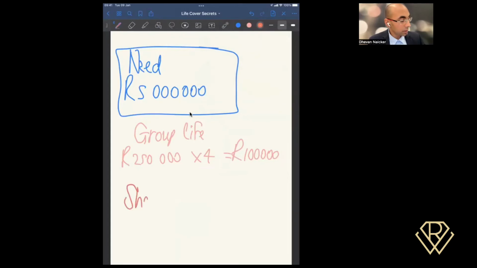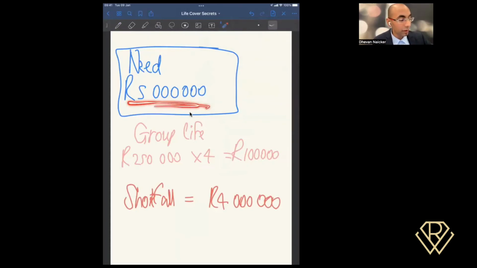And in this case, your shortfall is the 5 million minus the 1 million, and that's 4 million. So when you are taking out your life cover, now you know that you're not going to be insuring yourself for 5 million. And this is something that most people are not taking into account. They're not factoring in that there's a group life cover, and they're not minusing that. They're just taking the full amount.